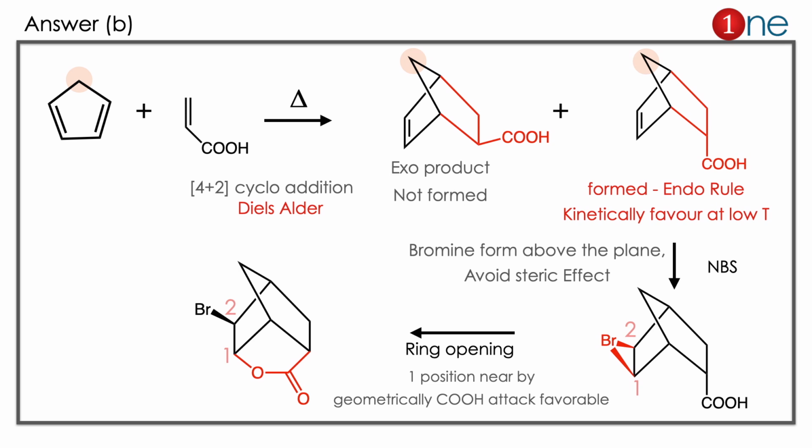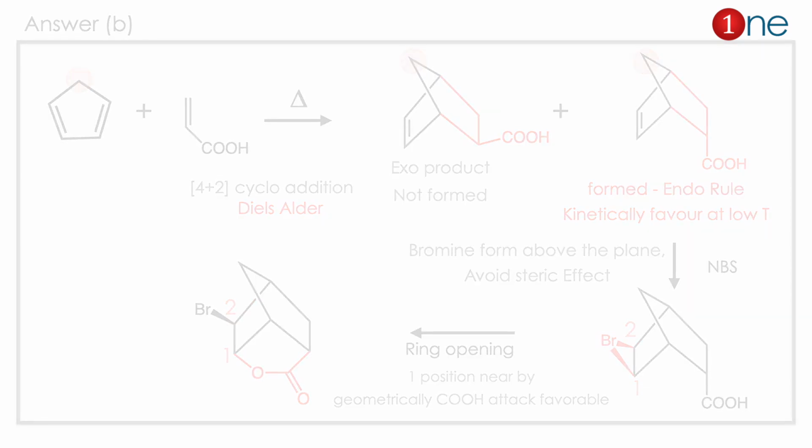Then the COOH. Bromine is a good leaving group, so the ring will be opened. So the COO minus attacks the carbon which is near to it. So 1 is near to it. So the attack happens. It forms lactonization. So our answer is clearly B there. Here, along with the Diels-Alder reaction, you have to master the extra steps.